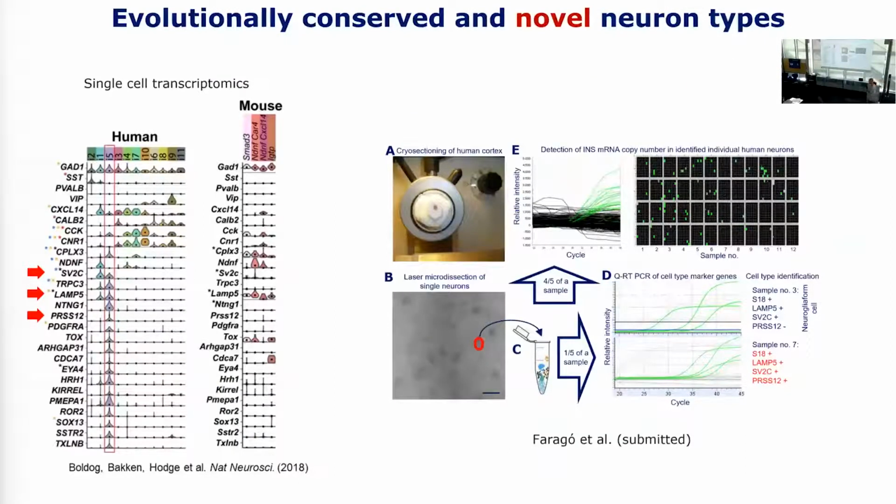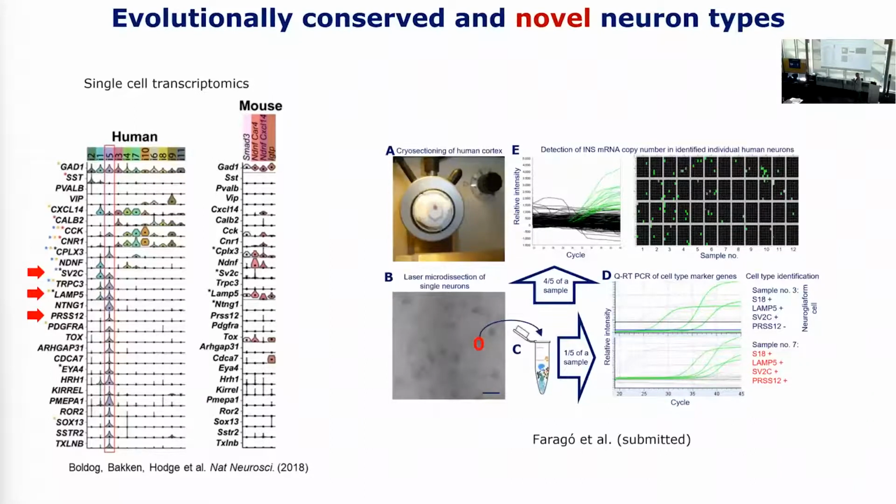To this end, we again needed to develop a new methodological approach, because first we need to identify what type of cell we are dealing with in an acute human setting. And then we have to count the number of mRNAs of a particular gene, in this case, insulin and GLP-1 receptors, in the identified cells.